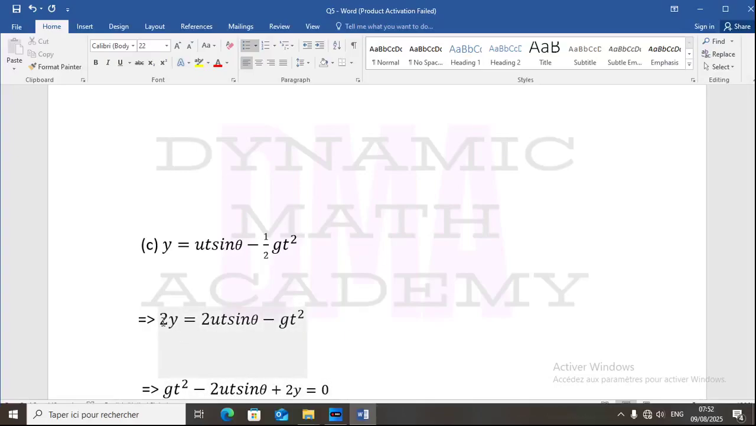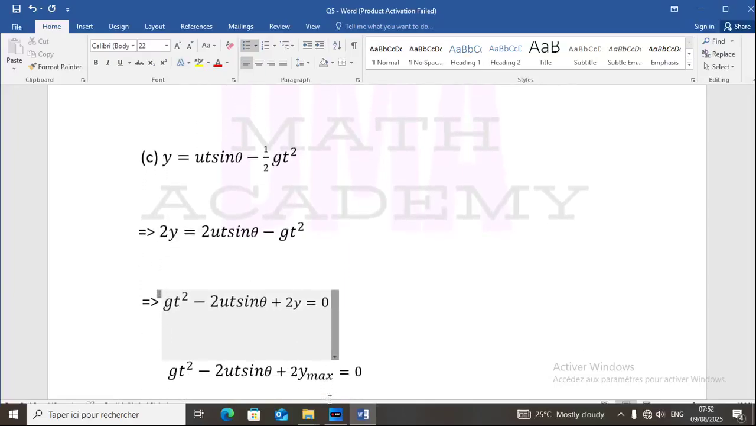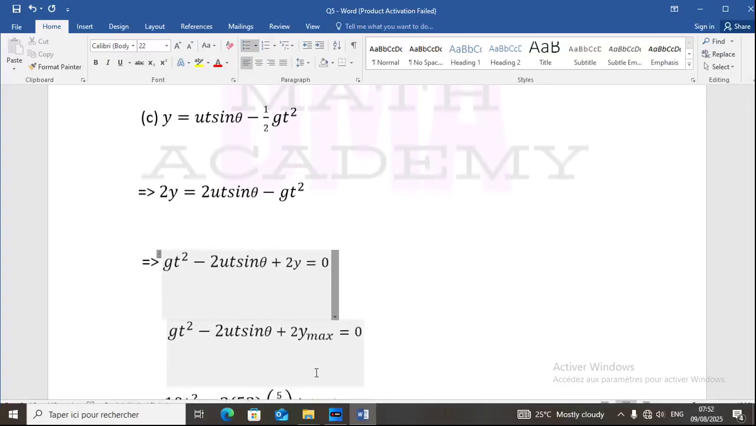Then this guy remains here, plus 2y equals 0. If we simplify this, we are going to have gt squared minus 2ut sin theta plus 2y max equals 0. The reason I'm putting y max here is because we are looking for the time when y is maximum.